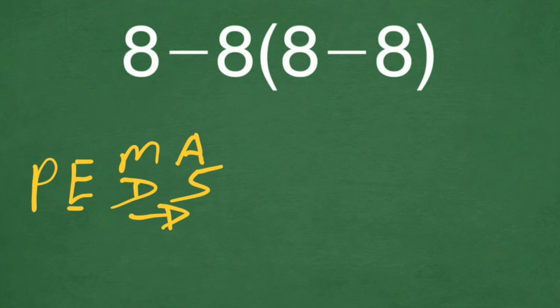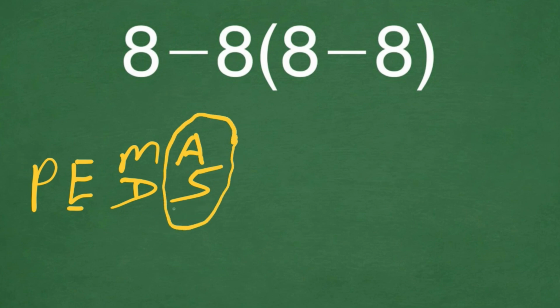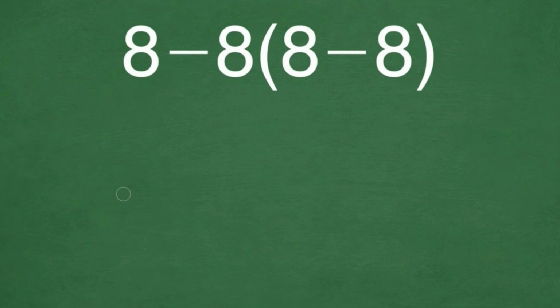So according to this rule, if we solve addition or subtraction before multiplication, it is wrong, because the rule clearly states that we have to solve multiplication or division before addition or subtraction. So let's get back into our problem.